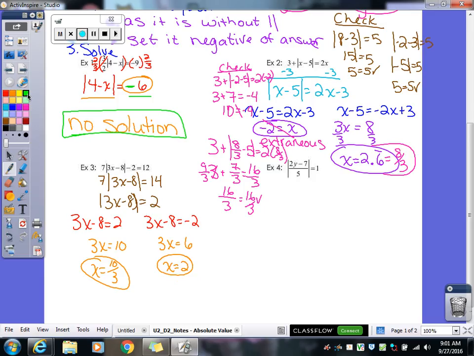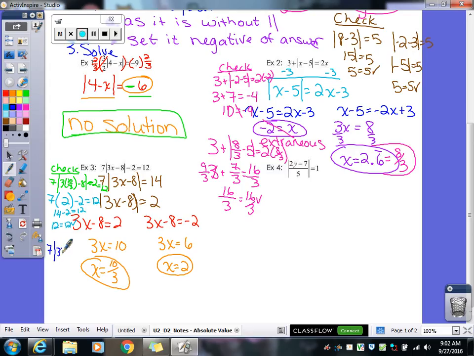So again, we have to do our check. So 7 times the absolute value of 3 times 10/3 minus 8, minus 2, we're going to see if that equals a 12. It's kind of messy, but that's what happens. So this would give us 10 minus 8, 2, minus 2. We're going to see if that equals 12. So I have 14 minus 2 equals 12, and that does work. So 10/3 does work.